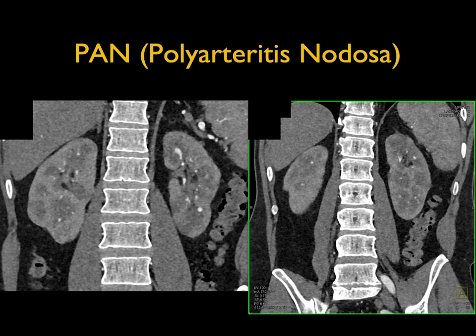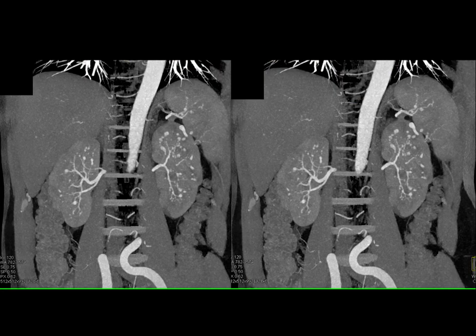Look at this case. There are some little dots in the kidneys, which you have to ask, what are they? Are they calculi? Well, they weren't there in the non-contrast. But look at what happens when you do MIP. Look at all of those little beading structures coming off the renal arteries.